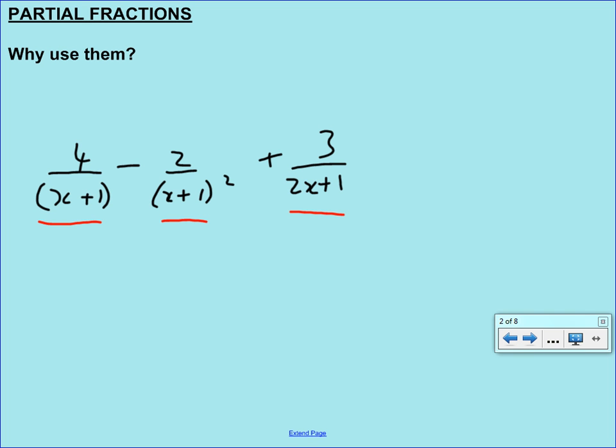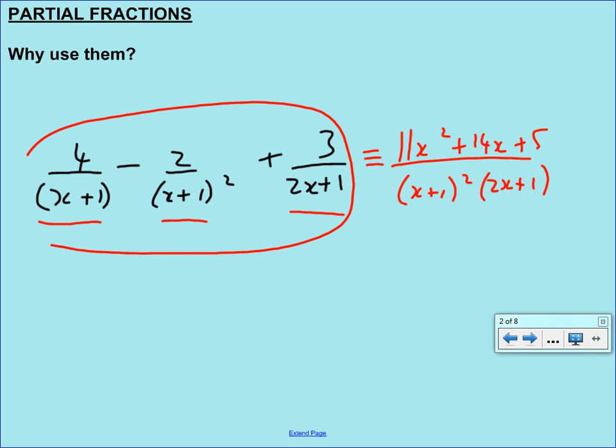If we put all these together, I would end up with, this is the same as 11x squared plus 14x plus 5 all over x plus 1 squared 2x plus 1. So we can do that, we could put that together in that form to make it look like the thing on the right hand side.